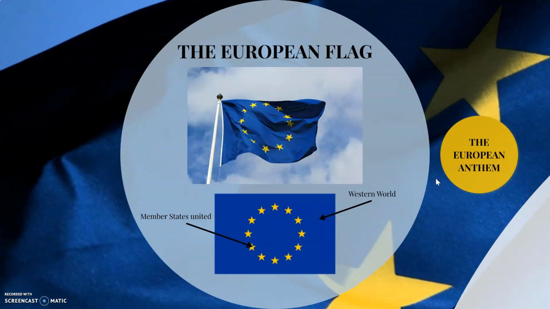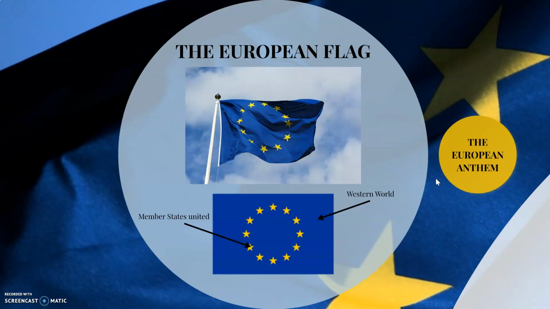The flag of the European Union is blue and has a circle of gold stars on it. The blue background represents the Western world, and the stars represent the member states. It is a symbol that shows that the countries of the European Union are united and stand by each other.